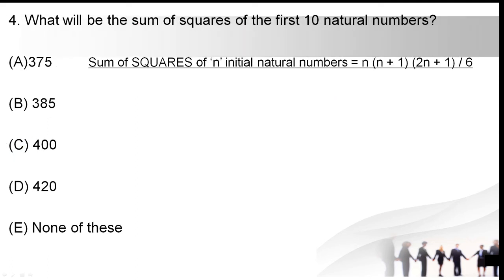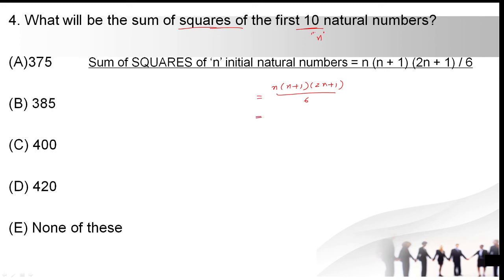Okay, next, the fourth one, another practice question, that is the sum of the squares of the first 10 natural numbers. We have a formula for the first n natural numbers to find the sum of the squares, that is n into n plus 1 into 2n plus 1 by 6.